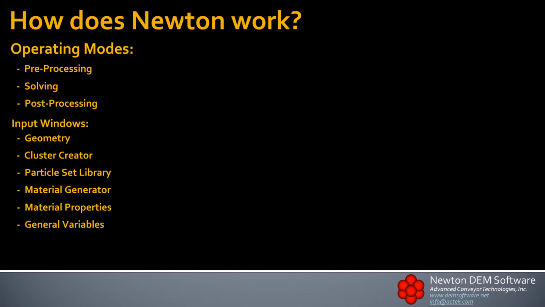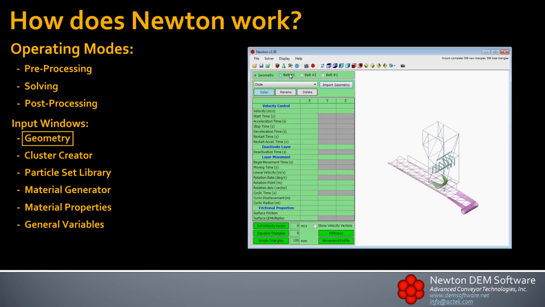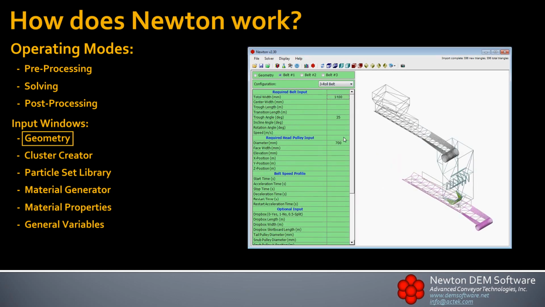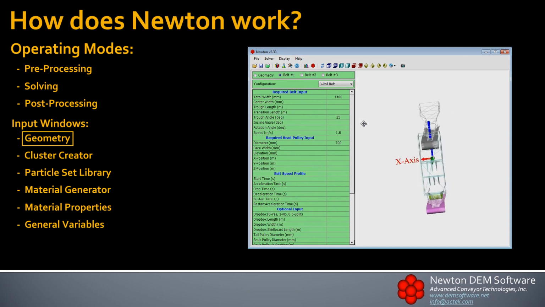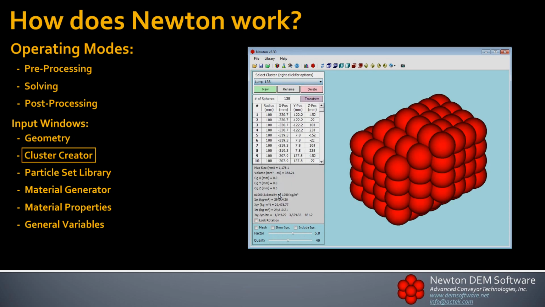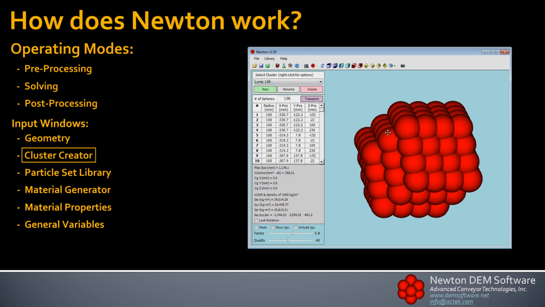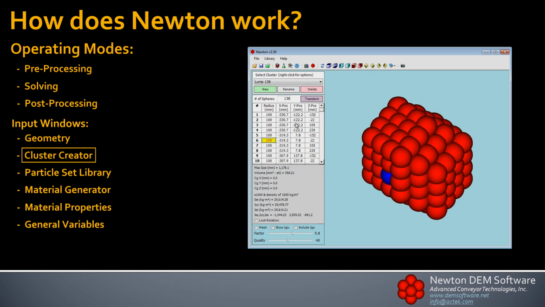There are six input windows that are used to set up the simulations. In the geometry window, chute CAD files are imported, the automatic geometry is generated, and layer motion is configured. Newton supports the DXF file type and the STL file type. The cluster window is where clusters are created and modified. Cluster configurations can also be imported from CAD files. The base library contains over 100 different cluster shapes.